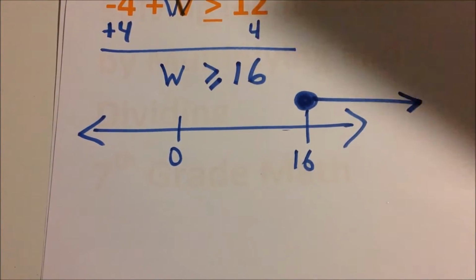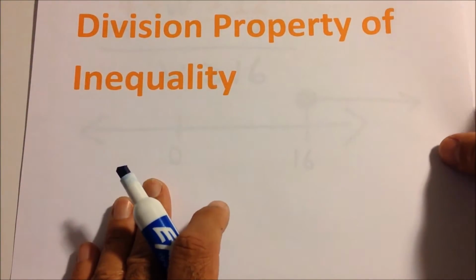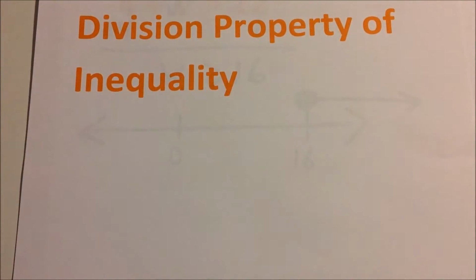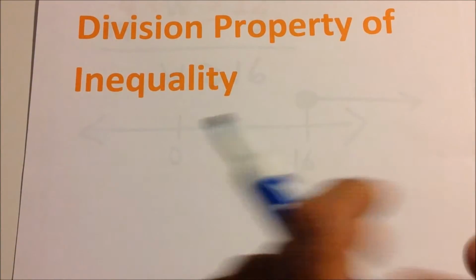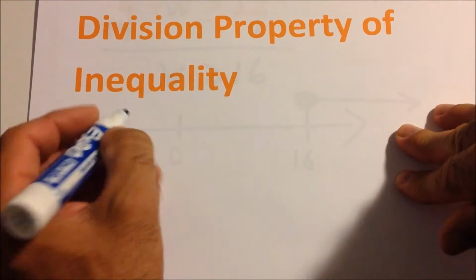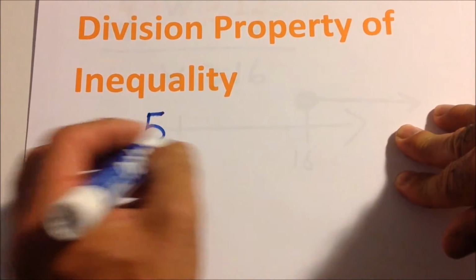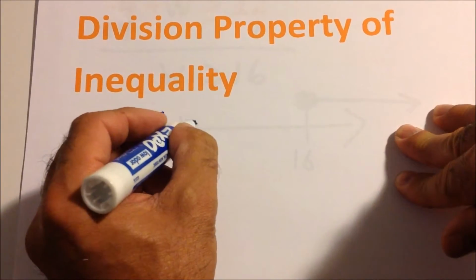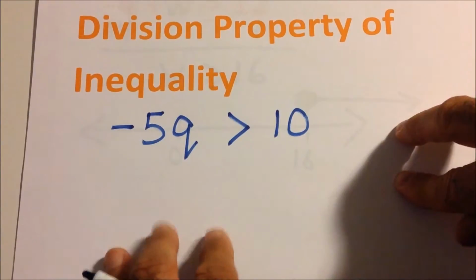And let's just look at something here. This is called the division property of inequality. It's a statement you need to know. When we're doing negatives, and we'll do a lot of negatives, you have to remember that if you divide a negative, let me just make an equation here. Let's say we're going to make a negative 5q is greater than 10. Just do something like that.